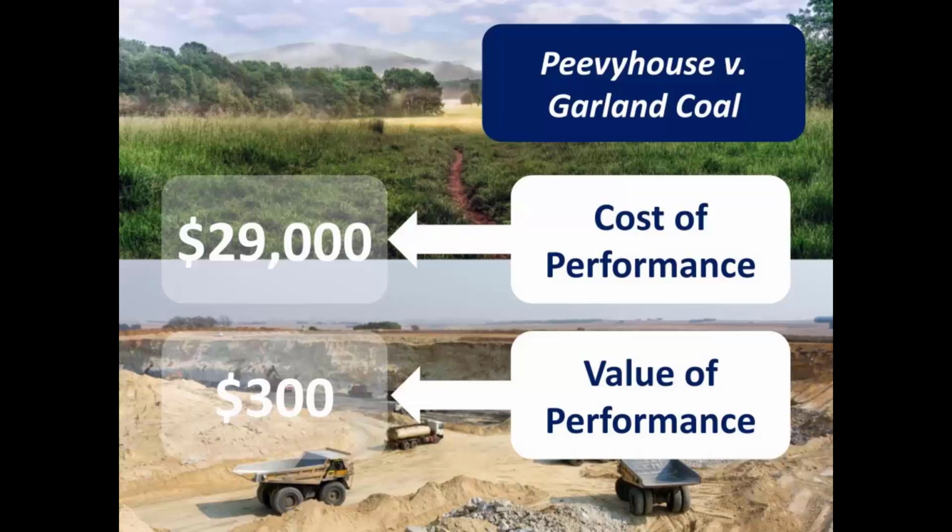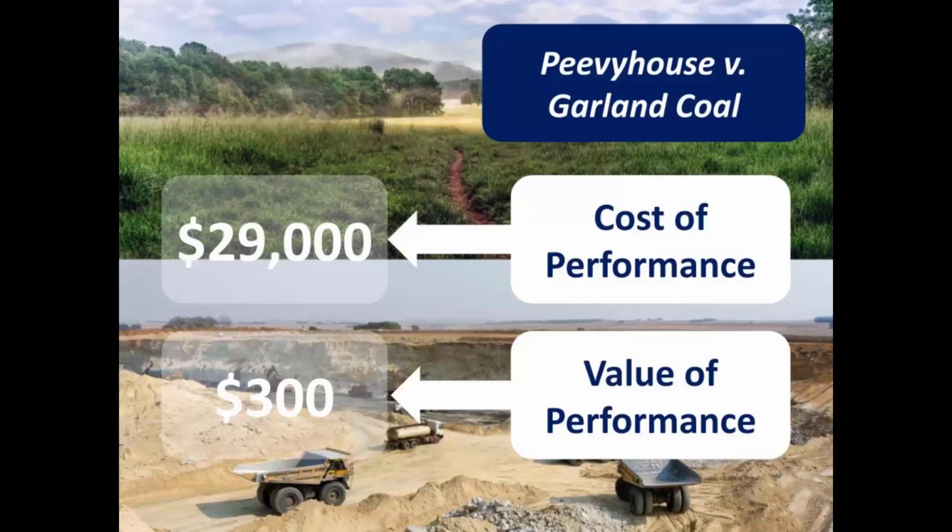The Oklahoma Supreme Court rejects the cost of performance measure and awards instead $300 as the measure, the difference in value between the restored and unrestored land. The court relies heavily on a test of relative economic benefit to determine whether to award the cost of performance.